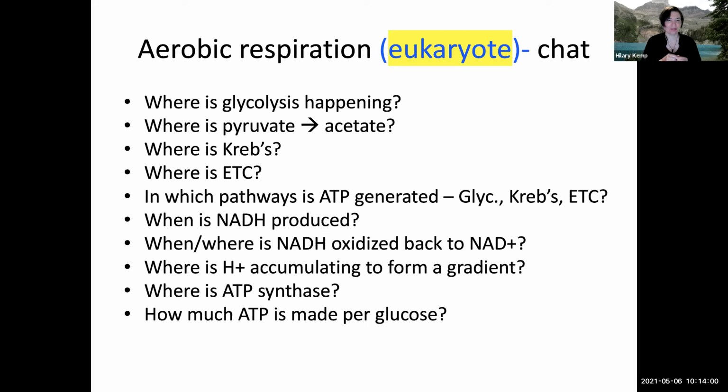And it is a little bit of a rough estimate because this process is not 100% efficient every time. So if you read different textbooks, you'll sometimes get different numbers. We're going to go with the most commonly accepted number, which is 36.